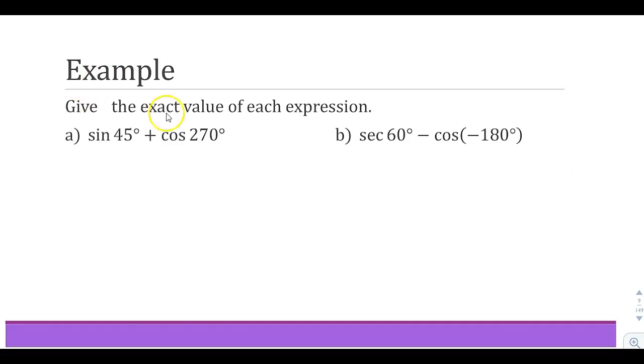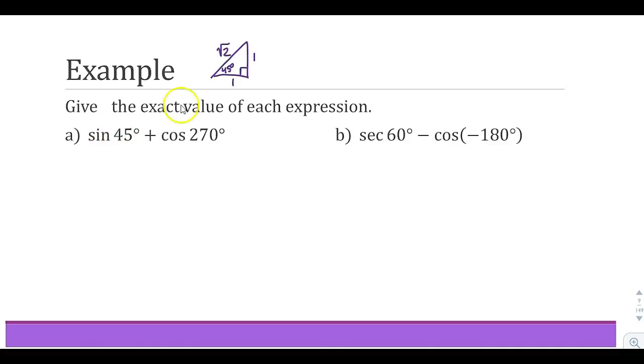So in this example, give the exact value of each expression. So part A, we have sine of 45 degrees plus cosine of 270 degrees. So sine of 45 degrees, we can go ahead and obtain the value from the table, or we can memorize it, or we could sketch a triangle. So for 45 degrees, I would go ahead and sketch the right triangle with 45 degrees as my interior angle. I know that the 2 smaller side lengths are 1, and the hypotenuse is the square root of 2.